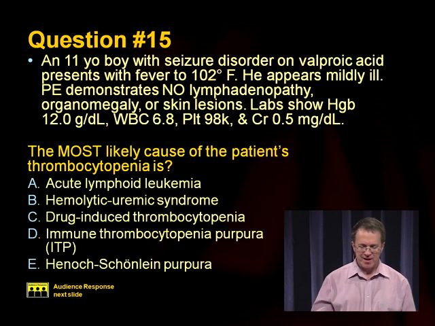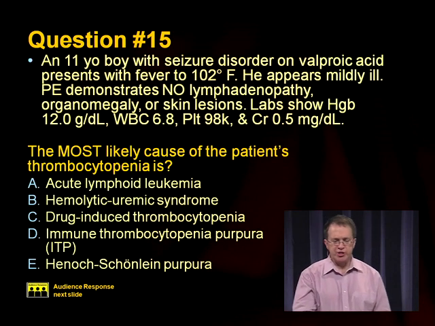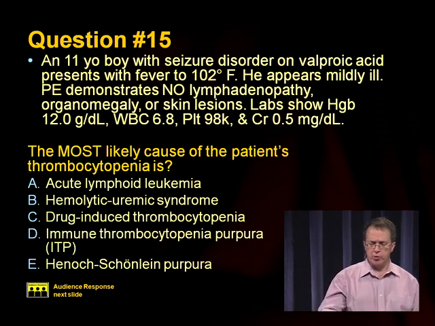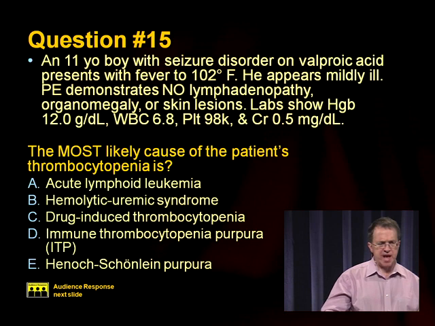Okay. 11-year-old boy with a seizure disorder on valproic acid presents with fever to 102. He appears mildly ill. His physical exam demonstrates no lymphadenopathy, organomegaly, skin lesions. His labs show a normal hemoglobin, a normal white count, a platelet count of 98,000, and a creatinine of 0.5 milligrams per deciliter. Why does he have thrombocytopenia?